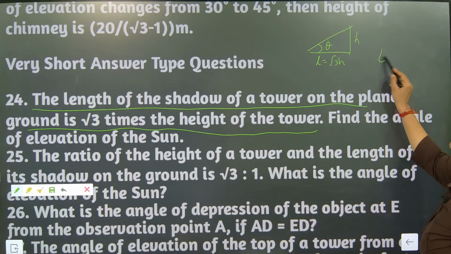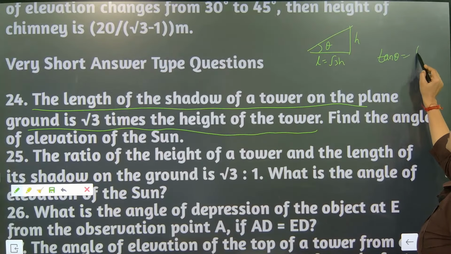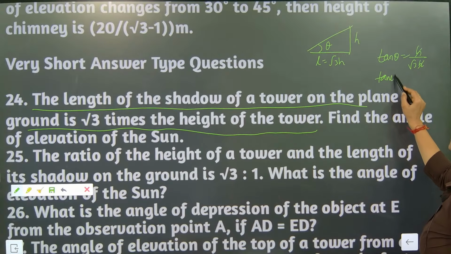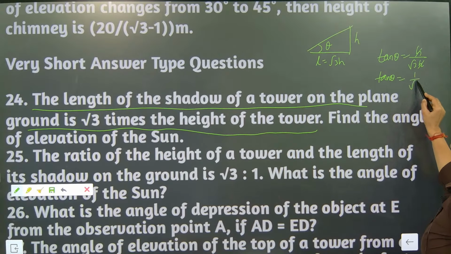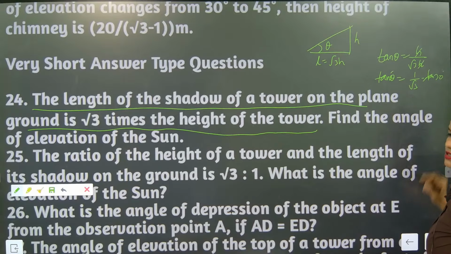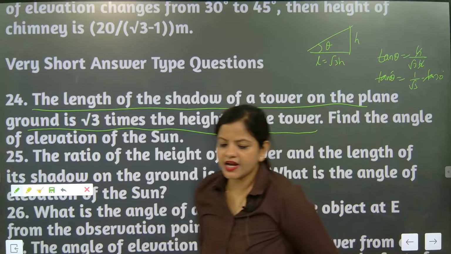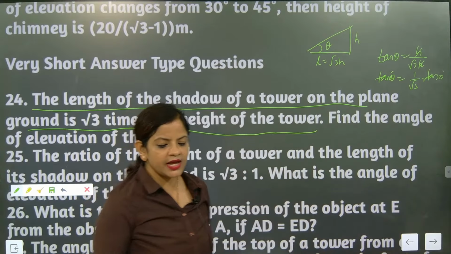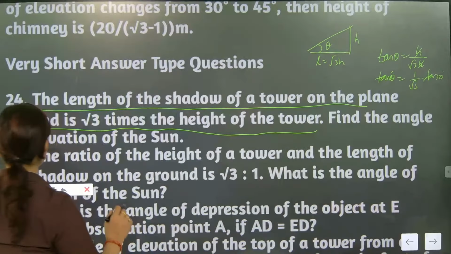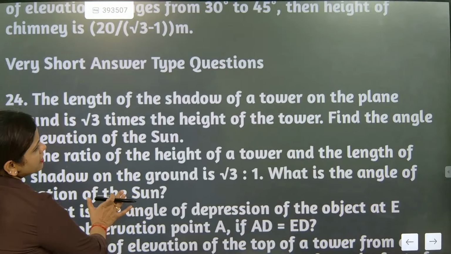Come on, say. Tan theta is equal to h by root 3h. So tan theta is equal to 1 by root 3. That is tan 30 degree. So theta is coming as 30 degree. So those who have written theta as 30 degree are absolutely correct. So theta is coming as what degree, beta? 30 degree.